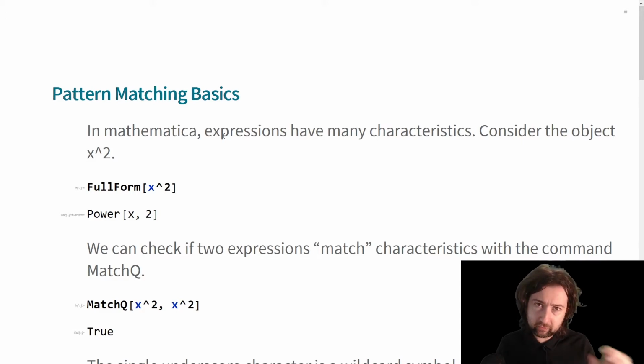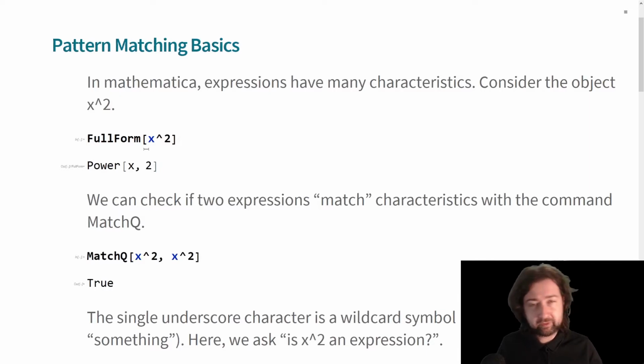So let's take a look, just at the beginning here, at the example of x to the second. We're going to use that as the basis for looking at what characteristics Mathematica can look at, and how we can match generic expressions to an object like x squared. If we look at the full form of x squared, we see it's a power type object. That is, the head of the list is power and involves 2 sub-objects. There's an x and a 2, and the 2 is the exponent and the x is the base.